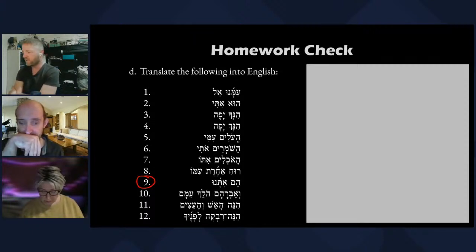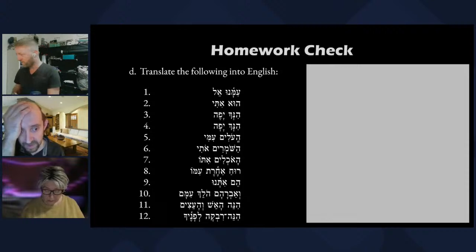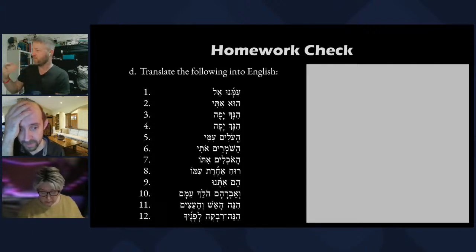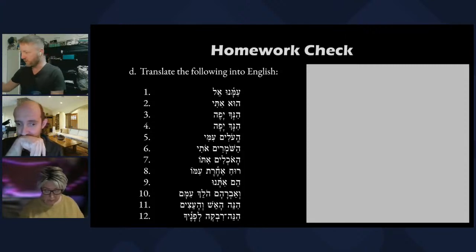Okay, hem itanu. Just like we say hu iti, he's with me, we say hem itanu. Them with us. They are with us. Number 10. Ve'avraham olech imam. Well, and Abraham went with them. Going, not went. Went is the past tense. Oh, okay. Ve'avraham olech imam. And Abraham goes with them, or is going with them.